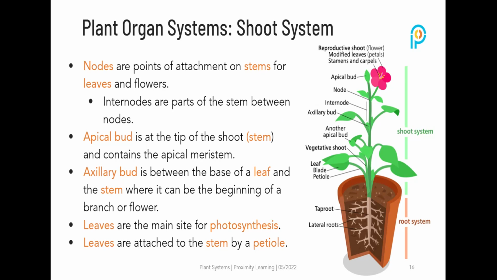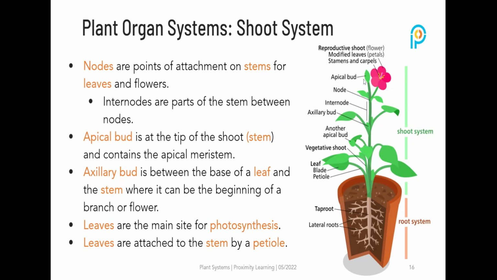All right, so continuing on with the shoot system. The nodes are the points of attachment on stems for leaves and flowers. Looks like a little knot. Internodes are parts of the stem between the nodes. The apical bud is at the tip of the shoot, the stem, and contains the apical meristem.